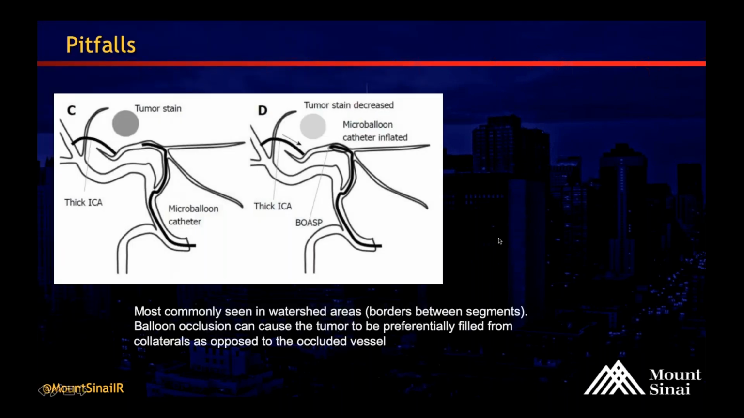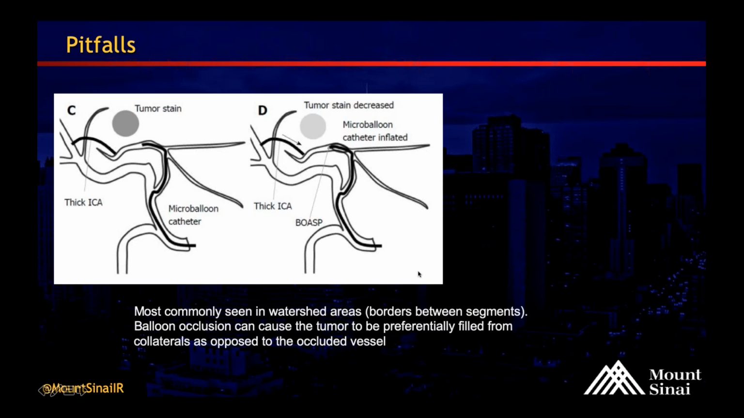So it's not a free lunch. There are some pitfalls with this. One of the most common areas that we see problems with is in watershed areas, and this is a good example of what it is. Basically, you can have a thick or bigger intrahepatic communicating artery. When you have the balloon down, you can have sort of equal flow from this artery and from this main artery feeding the tumor. But with the balloon up, this bigger intrahepatic collateral starts to take over and become the primary dominant supply of the tumor, and so it's actually filled by this. So you actually see less tumor stain.